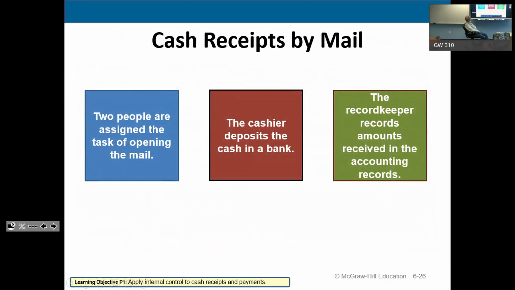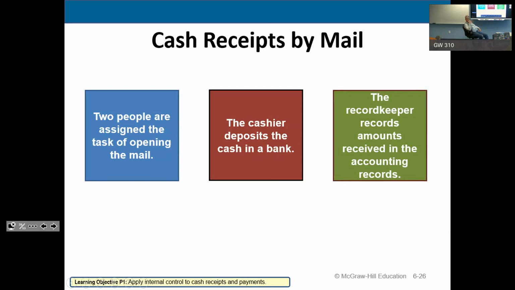Cash receipts by mail. Two people are assigned the task of opening the mail. I remember most of the people that came up at Sodexo were foodies. They would get a management position having been a chef. So they didn't have any training like this. So I'd say to them, come in, I'm going to open the mail. And they'd say, oh, you open it, Jimmy. I trust you. It's not a matter of trust.